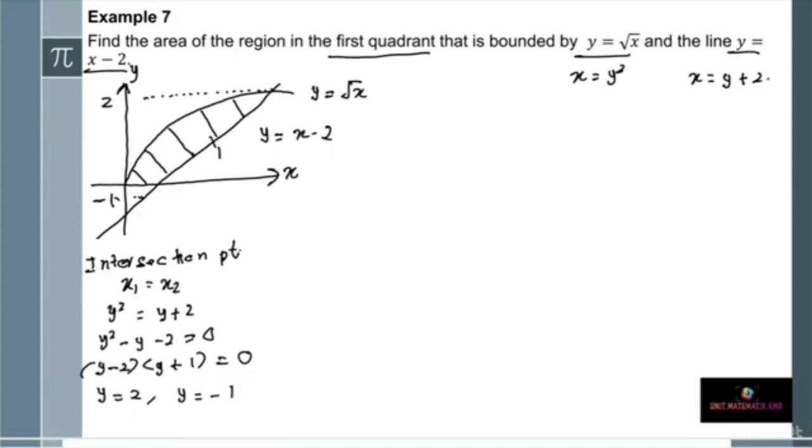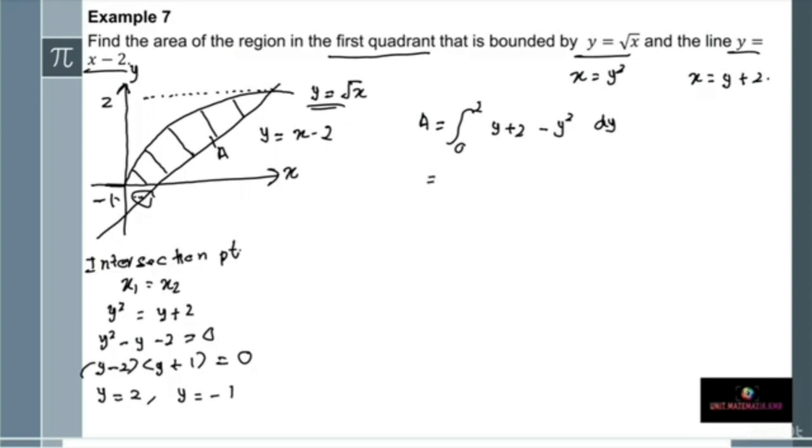To find the region here, let's label it as A. For the limits of integration, we cannot take negative 1 because it is not in the first quadrant. So the lowest limit of integration is 0, from 0 to 2. The right curve is x equals y plus 2, minus the left curve, which is y squared, dy.